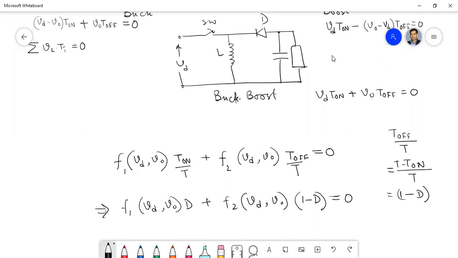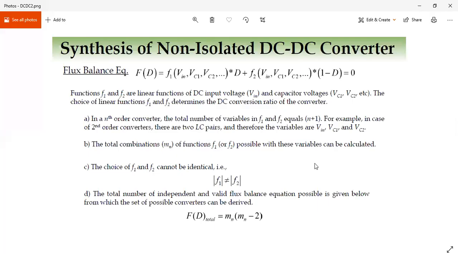Okay, so this VD is basically our input voltage. And this V0 is basically the voltage across some capacitor. If we have multiple capacitors, then we can have VC1, VC2 like this. Here we have only two ports. If we have a multi-port network, then we can get one input and multiple outputs. In that case, we have to use different capacitors, VC1, VC2, etc. So, as a general expression, we can write the flux balance equation like this. Is that clear? I will definitely share these slides with you.